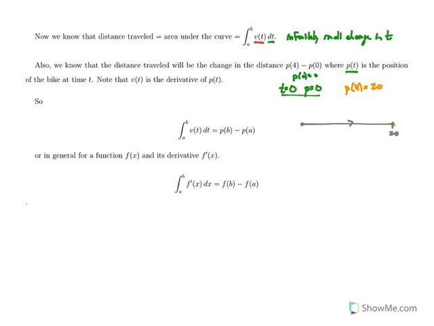So in general, you can take the last distance value minus the first distance value, and that's going to give you the total change in the distance. So we get this formula in terms of velocity and position, that the area under the curve, the distance traveled, is just going to be the change in the distance function.